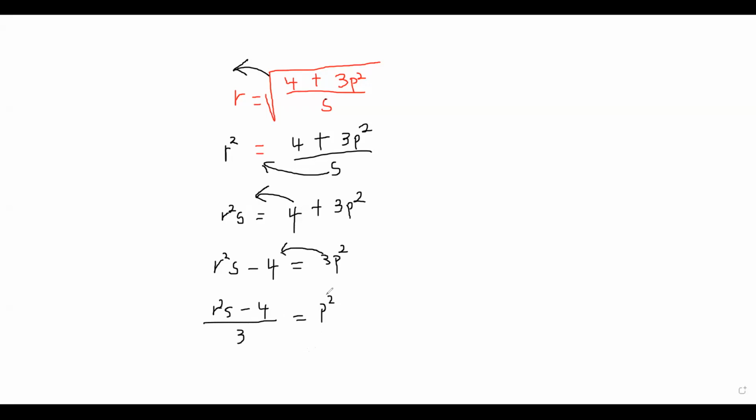So we take over the square, what do we get? Square root, right? Yes, sir. We got to square root everything on the next side. So we put a big square root like this and put everything inside of it. R squared S minus 4, divided by 3. So now we get p by itself, so therefore p is the subject.